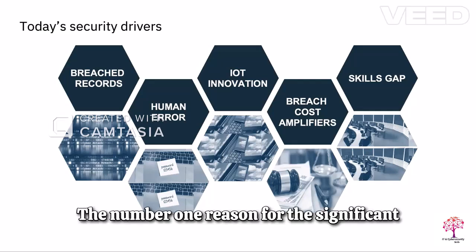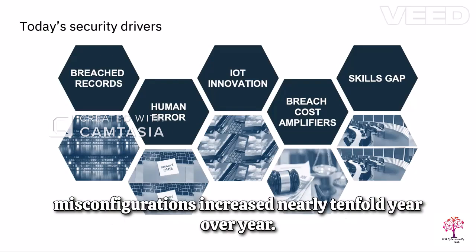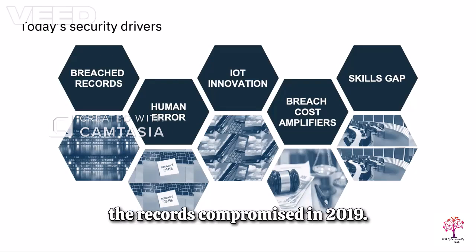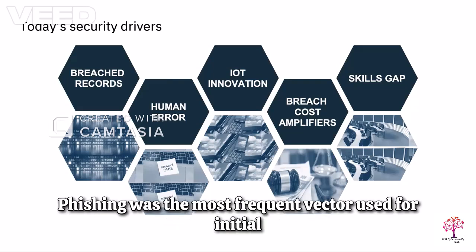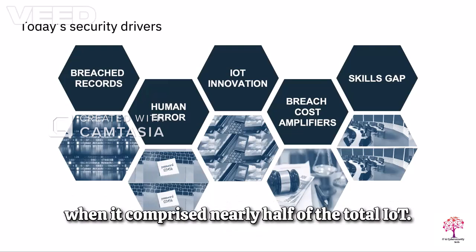The number one reason for the significant rise in the records exposed was misconfigurations, which increased nearly tenfold year over year. These records made up 86% of the records compromised in 2019. Human error. At 31%, phishing was the most frequent vector used for initial access in 2019, but that is down from 2018 when it comprised nearly half of the total.